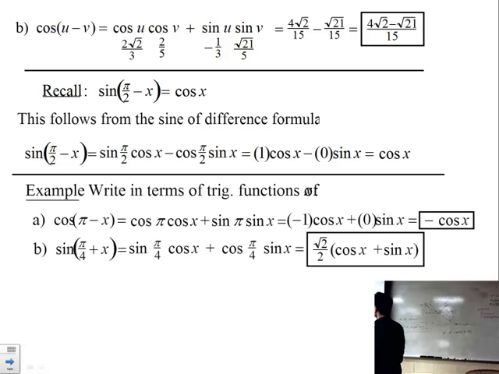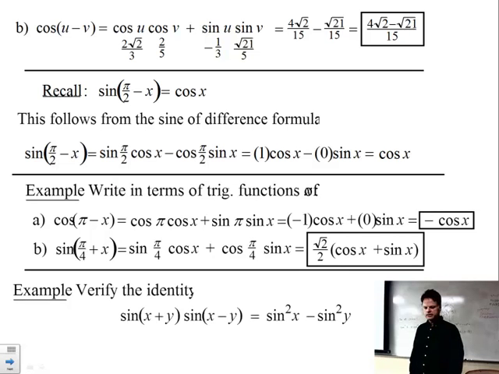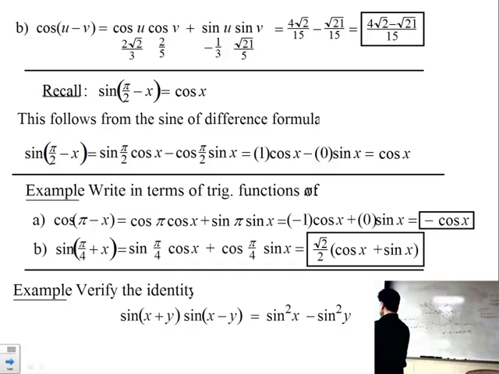Alright. Let's verify this identity. So here's another identity. You can come up with lots and lots of these identities. Here is one involving if you take the sine of x plus y times the sine of x minus y, that's the sine squared of x minus the sine squared of y. This kind of looks like the difference of two squares formula, doesn't it? Except you kind of scatter the sine function in there in a couple places. But if you strip the sines out, it's the difference of two squares.